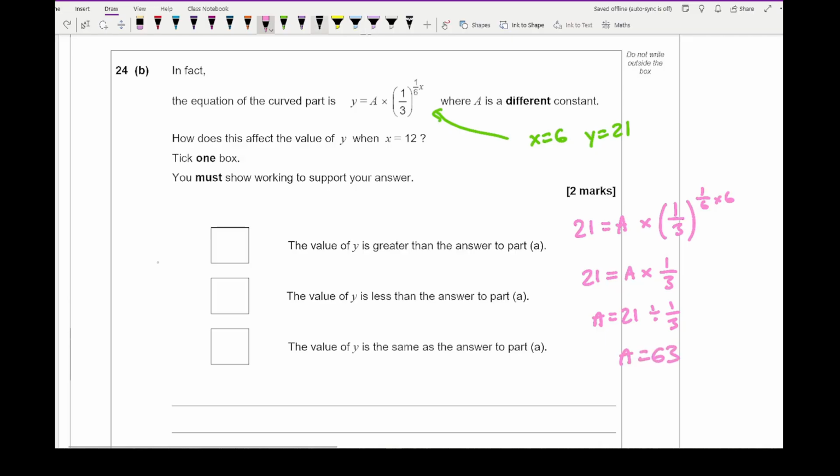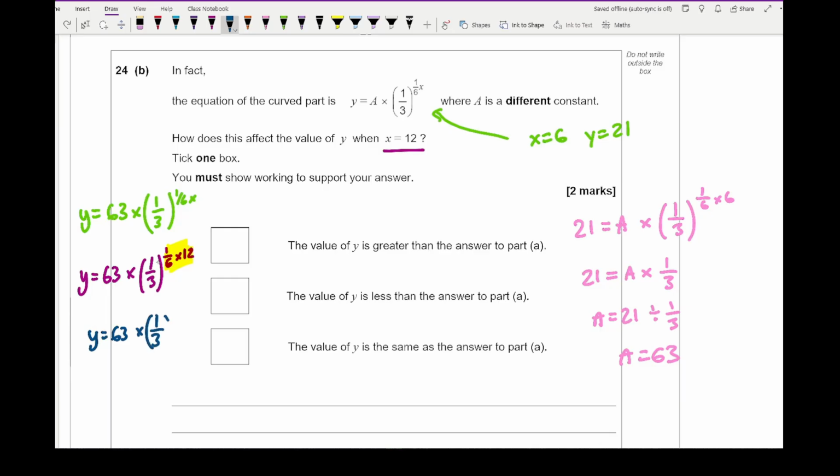So then if I want to work out the formula, that's going to be y equals 63 times 1/3 to the power of a 6th x. Now then, if I substitute x equals 12 into this, we get y equals 63 multiplied by 1/3 to the power of a 6th times 12. Now 12 times this bit here is going to equal 2. So y equals 63 times 1/3 squared.